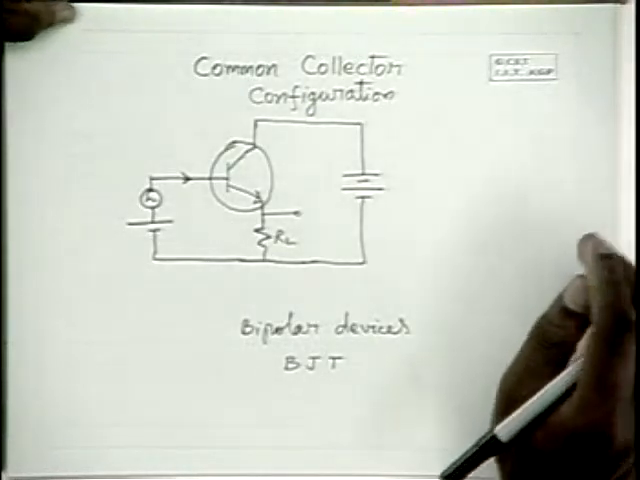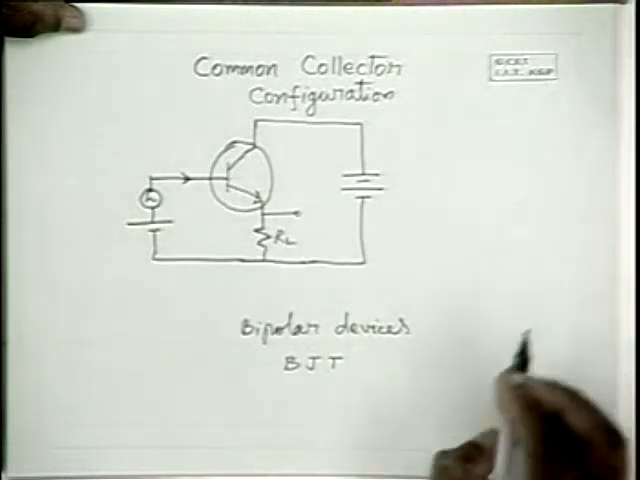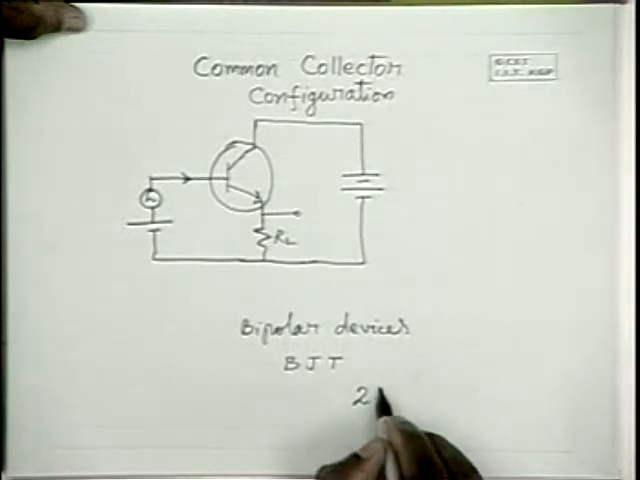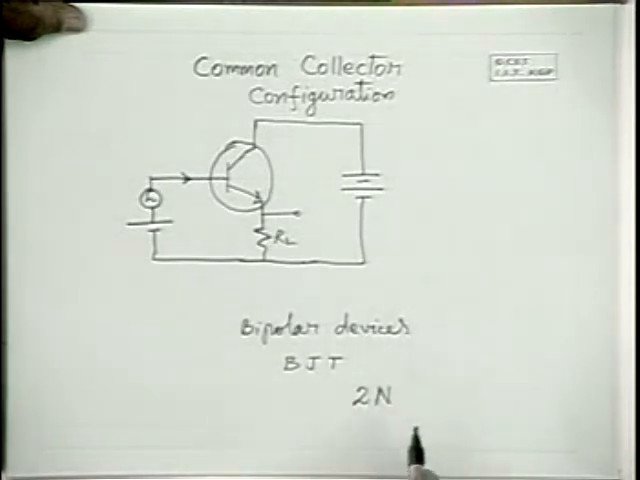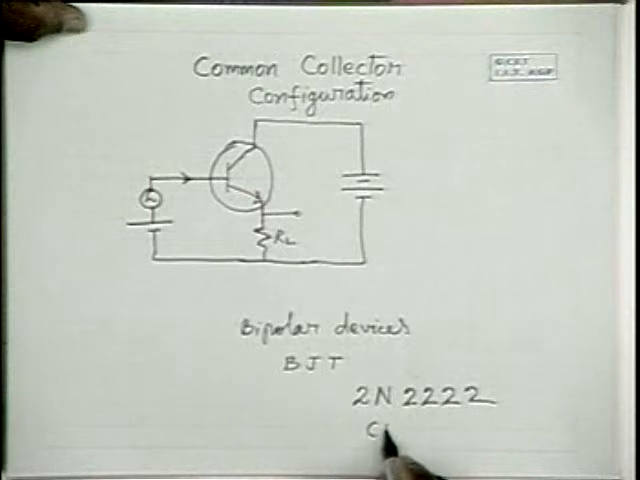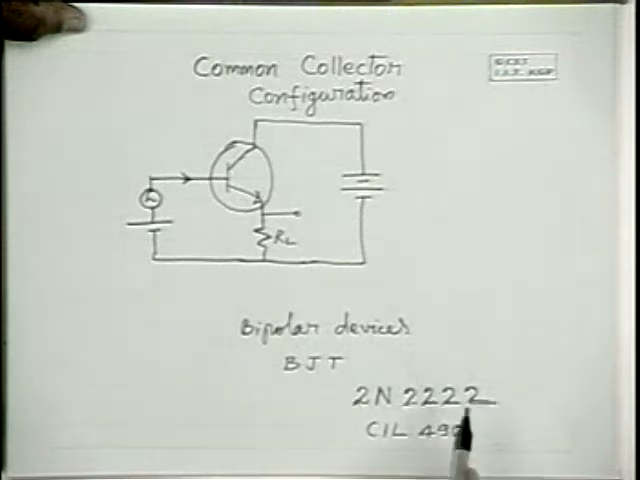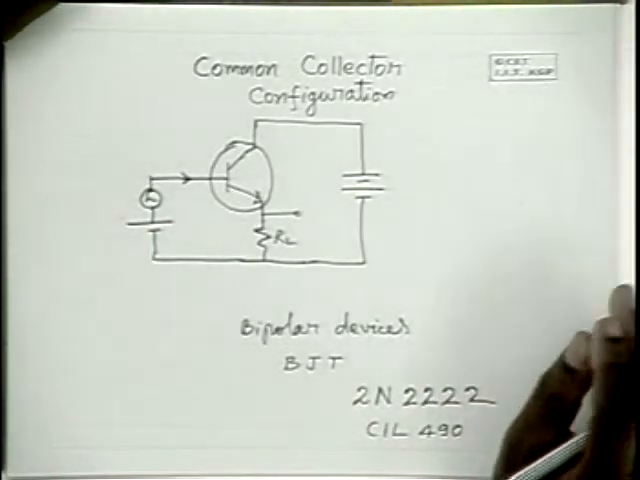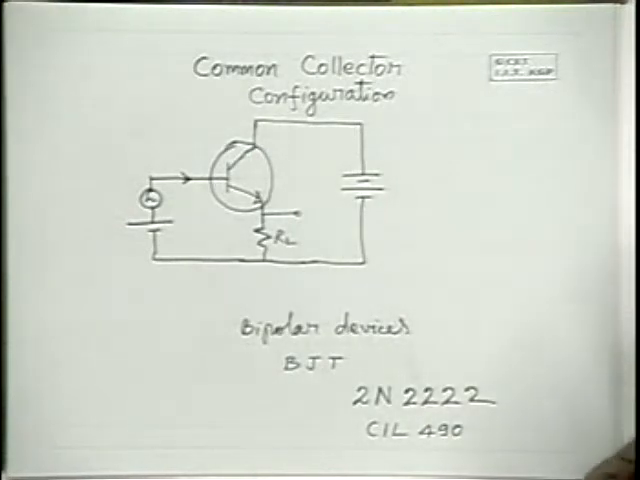There are different manufacturers who make the transistors, and there are different type numbers for these transistors. So National Semiconductors use this symbol. 2N2222 is a transistor, CIL 490 is a transistor. These are all type numbers. 2222 is a type number for that particular transistor, 490 is a particular transistor, and depending on the voltage ranges in which they operate, there are different versions.